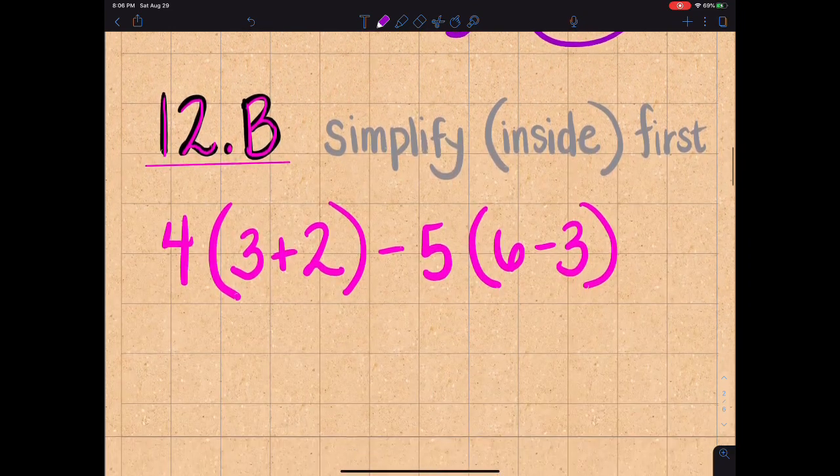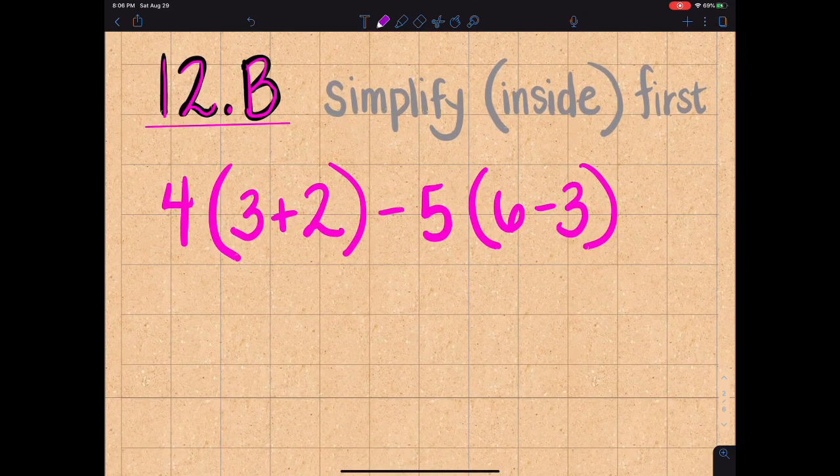Okay, let's go on to section 12b, which goes over order of operations. Here's the example on page 55, and it says to simplify this whole thing, basically solve this equation. We have to remember that you do what's inside the parentheses first.